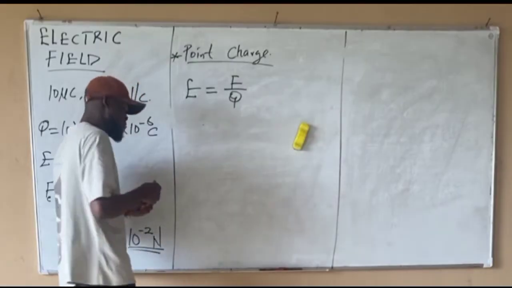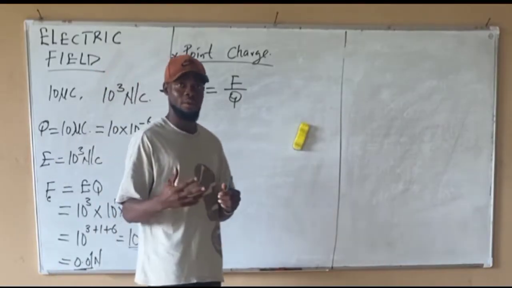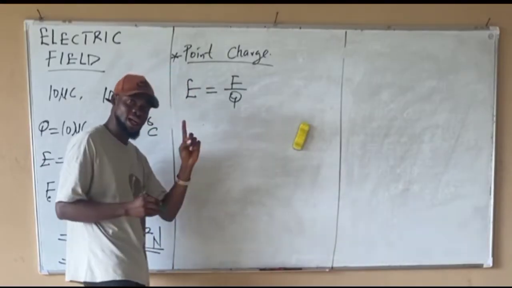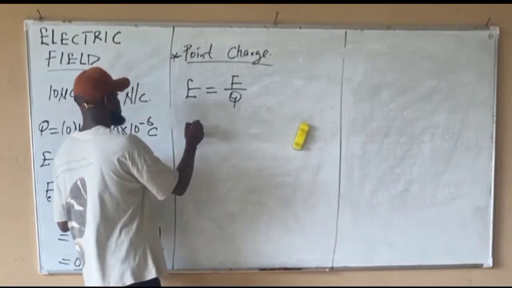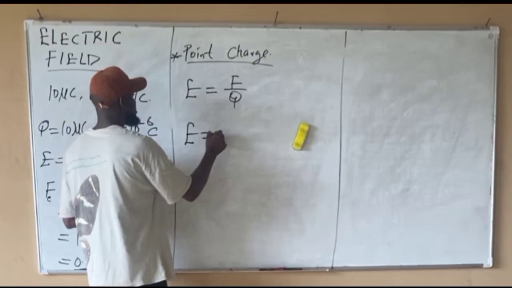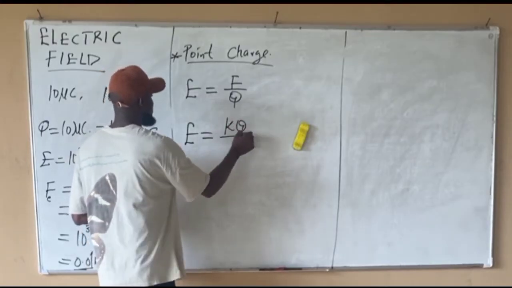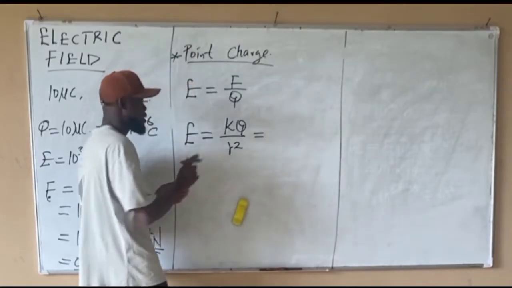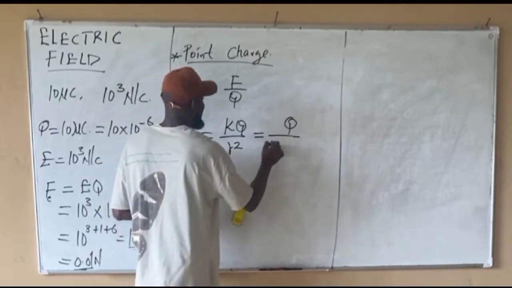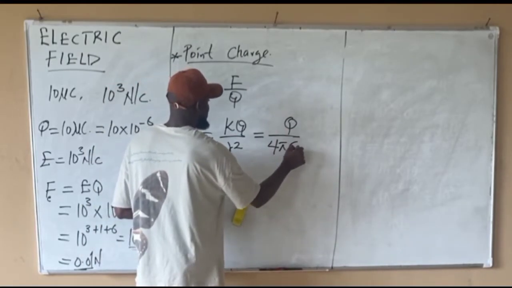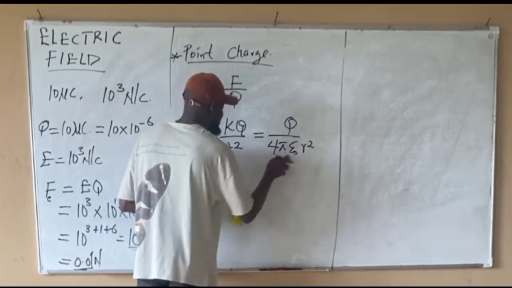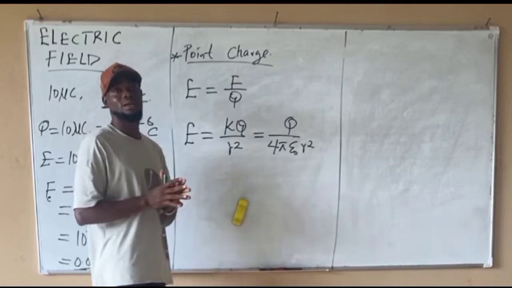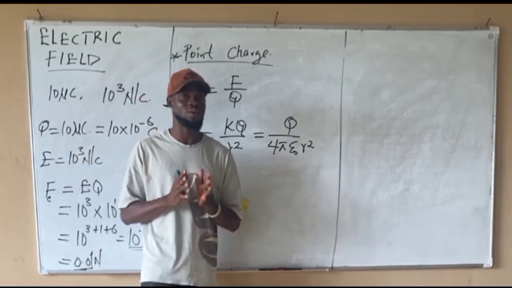Remember that F is equal to KQ1Q2 over R squared. On substitution, the electric field due to a point charge reduces to E is equal to KQ over R squared, or we can have it this way: Q over 4 pi epsilon naught R squared. Now, this is for a vacuum or air where there is no relative permittivity or dielectric constant.